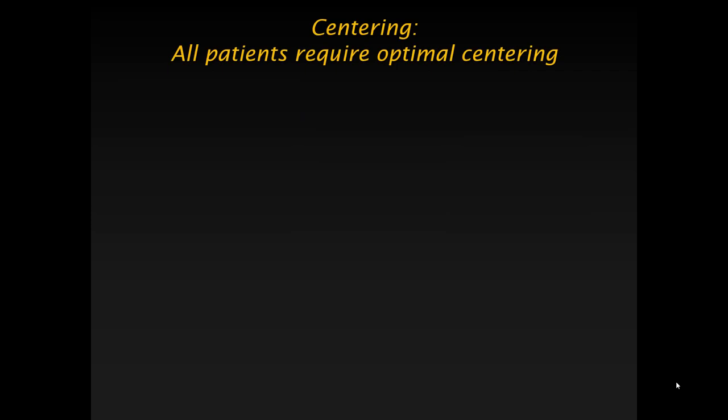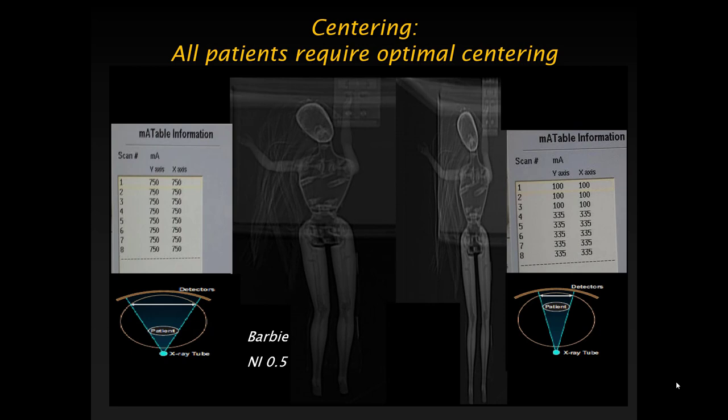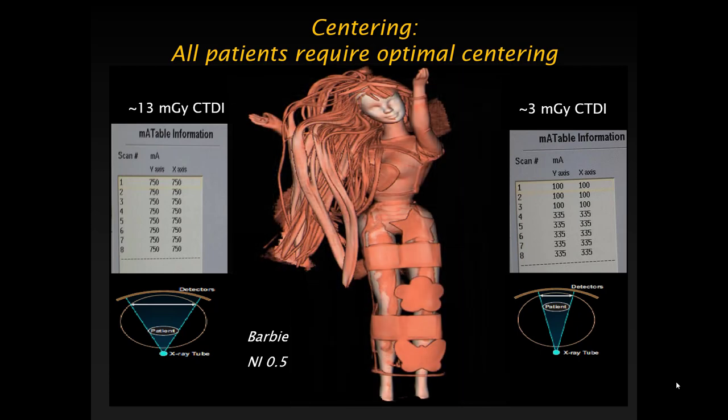And there are implications for this, because all of your patients require optimal centering in order to get size-specific settings. Here's a Barbie doll that we scanned really close to the source and really close to the detector. One of them is large and wide. The other one is way too thin. It's the same size object, but look at the dose delta, right? We can either get 13 milligray for the patient that was way too far away from the detector, or we can get the 3 milligray for the patient that was as close to the detector as possible, right? So the system's not actually measuring the patient's size at all, it's more susceptible to off-centered opportunities to change the exposure setting and not understand what the patient's size is.